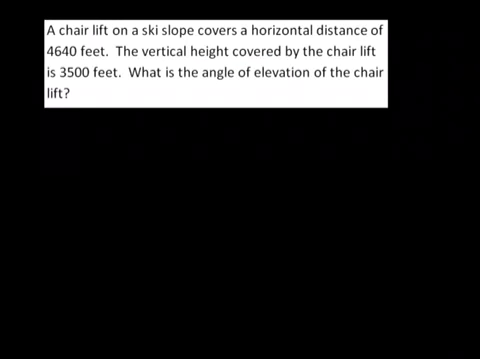Okay, for this second example, it says a chairlift on a ski slope covers a horizontal distance of 4,640 feet. The vertical height covered by the chairlift is 3,500 feet. What is the angle of elevation of the chairlift? All right, so first again, I'm going to draw a little diagram. So let's say this is the ground at the ski resort, and here is a mountain. And the ski lift starts in this little spot here, and it goes up the mountain to the top.